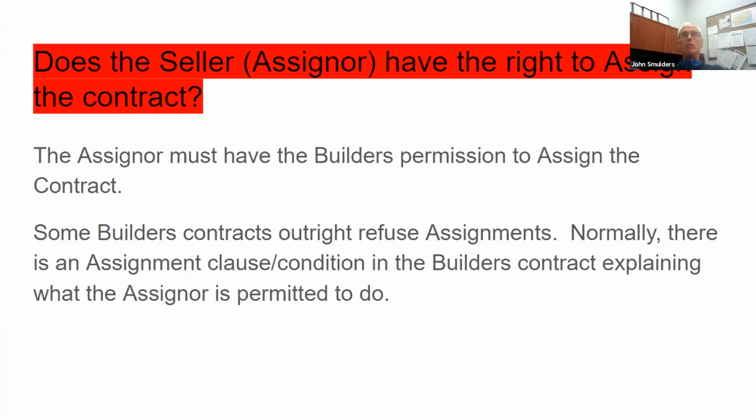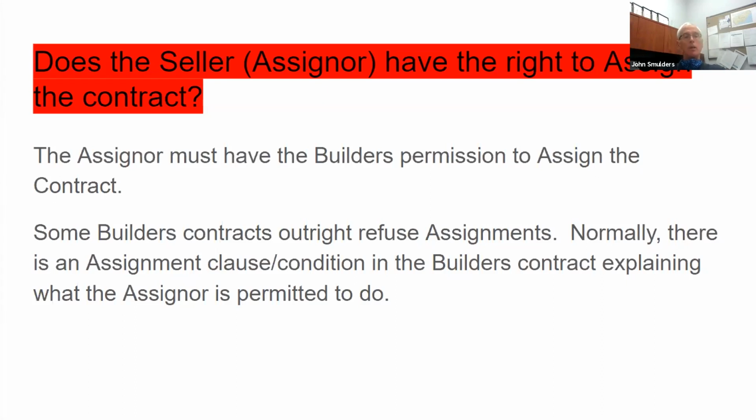And sometimes you're going to have to wade through the builder's contract to find that paragraph called assignments that says whether they are permitted or not. When I bought my house a couple of years ago, the assignment clause was very, very simple. It said one sentence: assignments are not permitted. Simple as that. I could not assign that contract. No way, it wasn't going to happen.